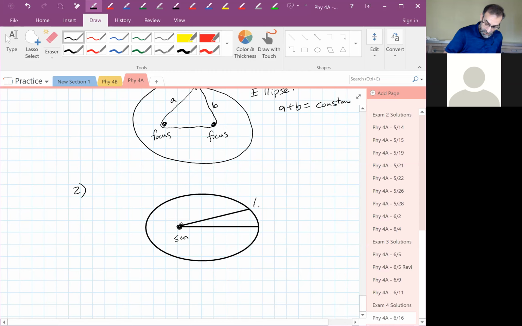So if the planet's moving from point A to point B, that line sweeps out this much area, right? And if it moves from point C to point D in the same amount of time, it has to sweep out the same area. That's what he discovered.